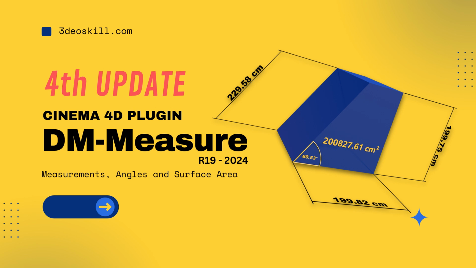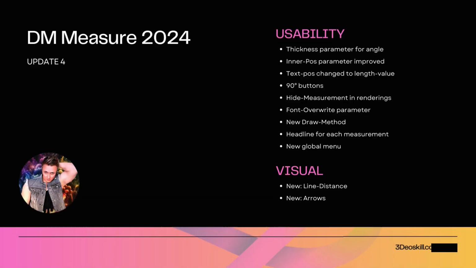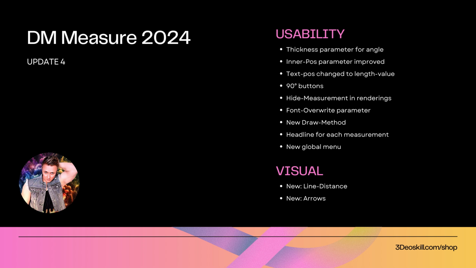DMeasure is a tool with which you can visualize and render measurements in Cinema 4D and also calculate the surface area. So let's have a look at this figure here. Here we can see the update list for the new DMeasure version.